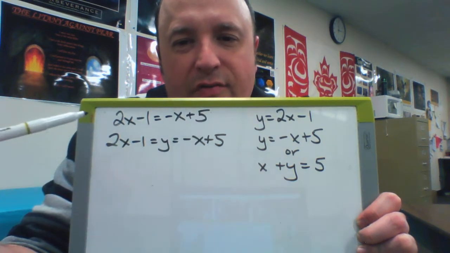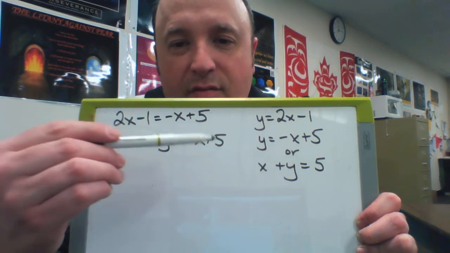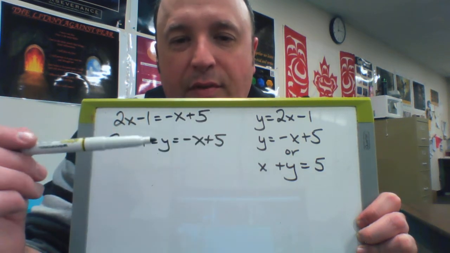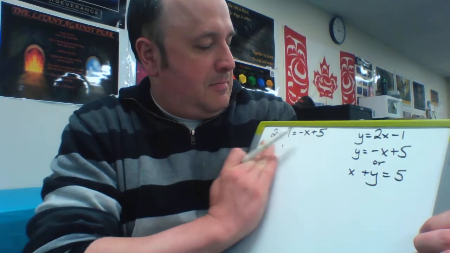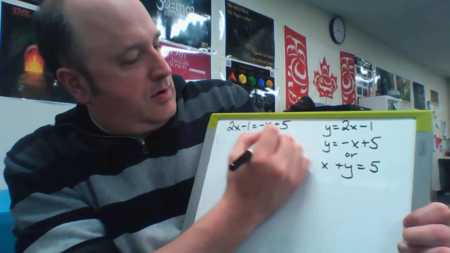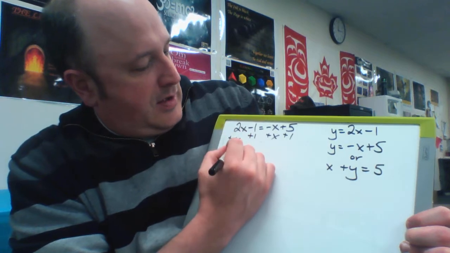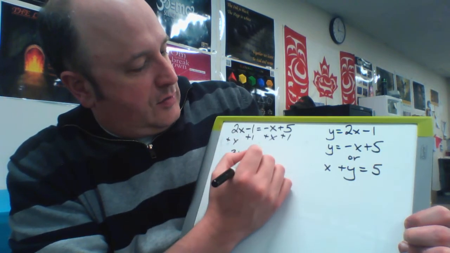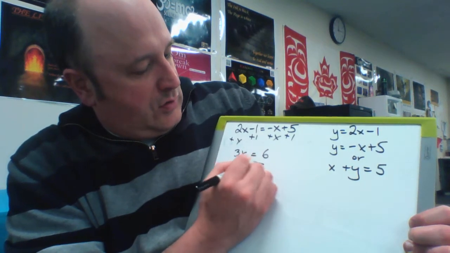So let's just solve this by regular algebra and see if we can get an answer. Don't worry about this line down below, but let's see if we can solve that by regular algebra. Let me erase that. And so, I'm going to add 1. I'm going to add an x, and I get 3x is equal to 6, so x is equal to 2.